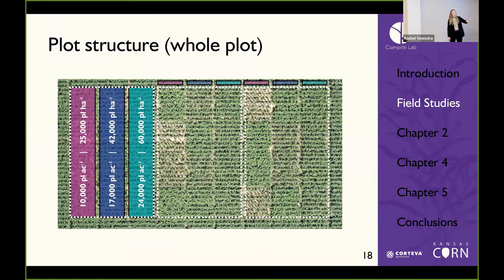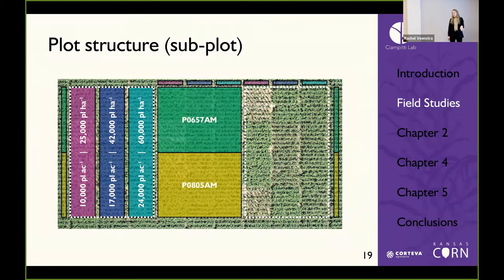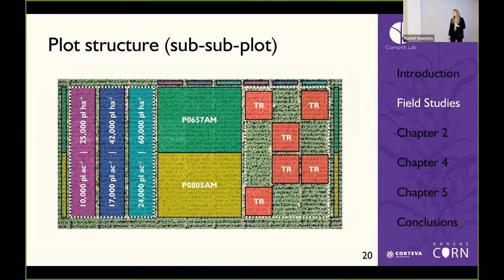Layered on top of that, we have our genotype, so P0657 and P0805, both from Corteva AgriScience, commonly planted in this region and prone to tillering, which for a tillering study is probably pretty important when you're picking a genotype, right? And then layered on top of that, we had tiller removal treatments. So we either left the tillers intact or removed them. And that was the layout of our plots.